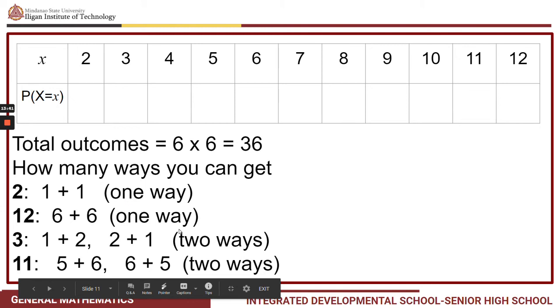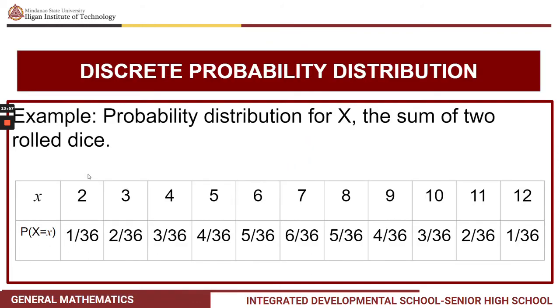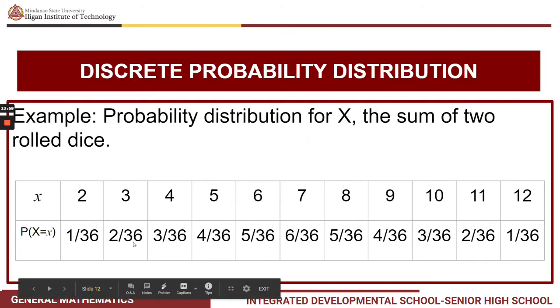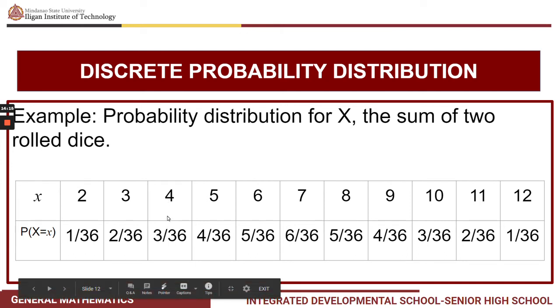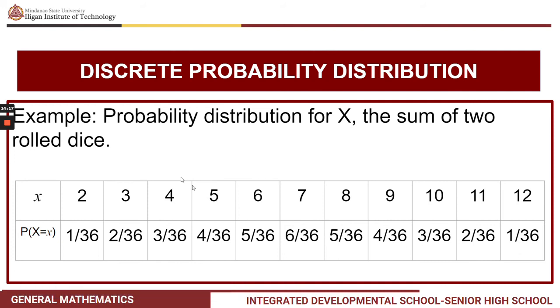How many ways can you get 3? That is when 1 and 2, or 2 and 1. So that's 2 ways. And how many ways can you get 11? That's when 5 and 6, or 6 and 5. So if you continue that, you will get 1/36, 2/36, 3/36, until 1/36 for 12. Do you see? Continue with 4, it is 3, because it's 1 and 3, 3 and 1, and 2 and 2.